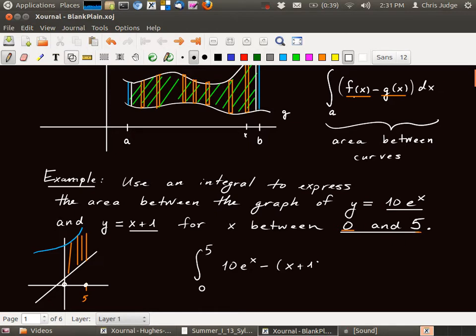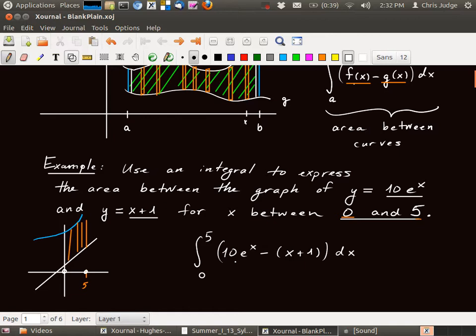Don't forget to use parentheses around the second function, because you want to make sure you subtract off both the x and the 1. Here's our f of x, 10 times e to the x. Here's our g of x, x plus 1. Then we multiply by dx. Okay, so that's an expression for the area between the two curves. If you want to actually figure out what the integral is, you could use your calculator and get an actual numerical result, an approximation of what the area is.